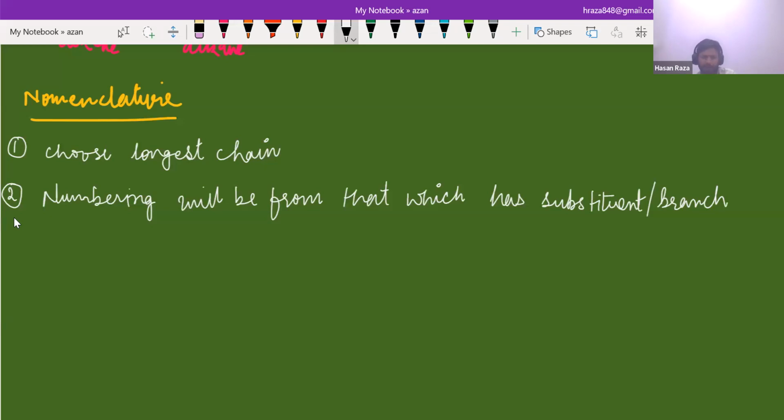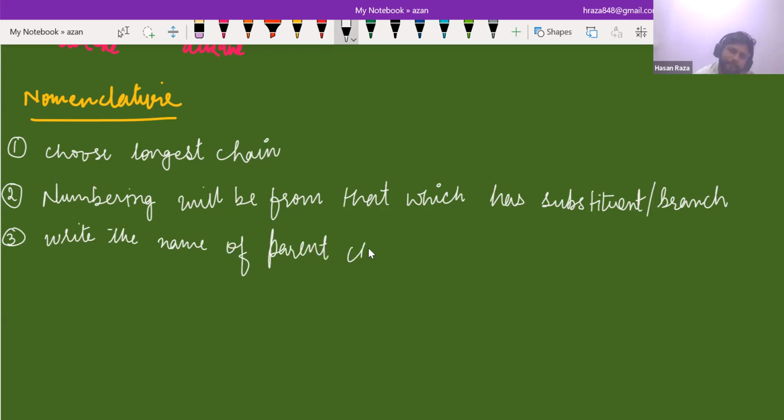This will be the two. Then write the name of parent chain. After this, you are going to do nature of double bond, nature of bond. So let's start with the basic one.